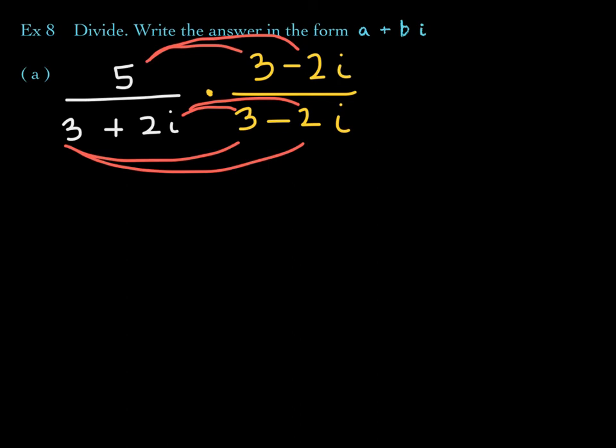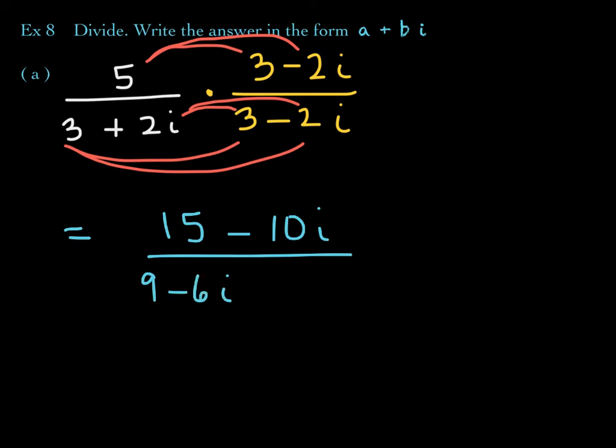All right, so here we go. So then you're going to get 5 times 3 in the numerator, which is 15. You're going to get 5 times negative 2i, which is negative 10i. That's the numerator. Now the denominator, 3 times 3 is 9. Now 3 times negative 2i is negative 6i. 2i times 3 is positive 6i. And then 2i times negative 2i is negative 4i squared. Now this is the part I feel like is a waste of time. We expected those to cancel. So I feel like I could have saved myself a little bit of work here.